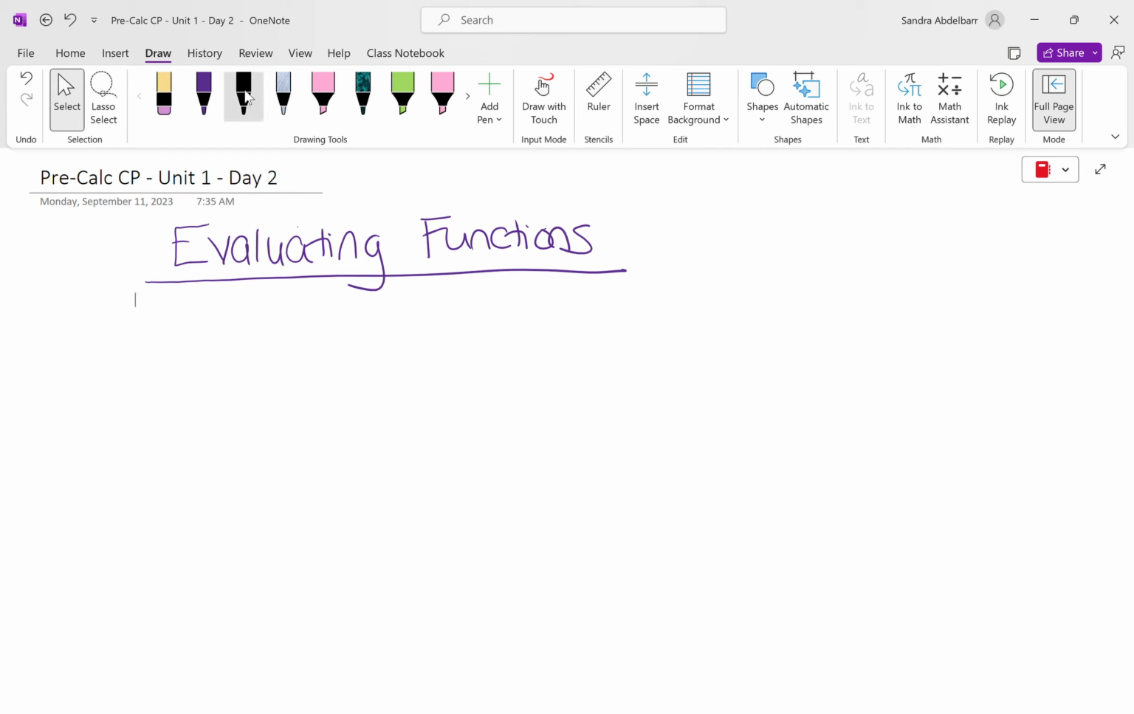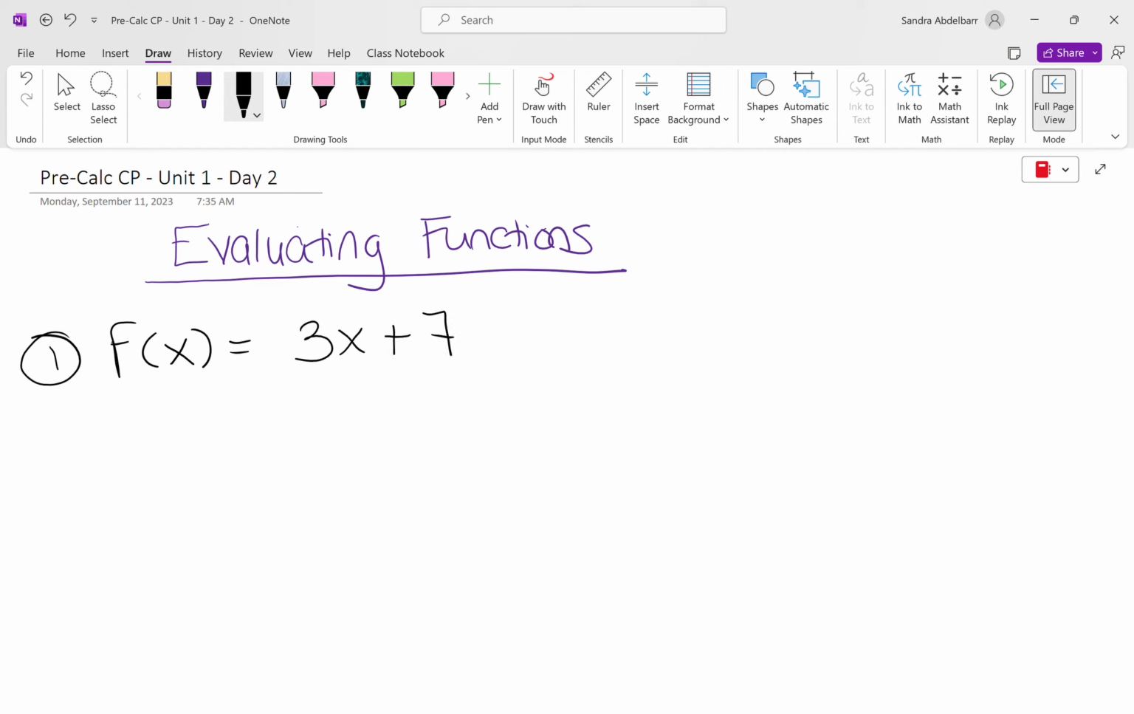All right, so we want to evaluate the functions. My first function is f of x is equal to 3x plus 7. My first question for you, even though this is not part of the lesson, this was part of the last lessons that we did: what would be the domain of this function?